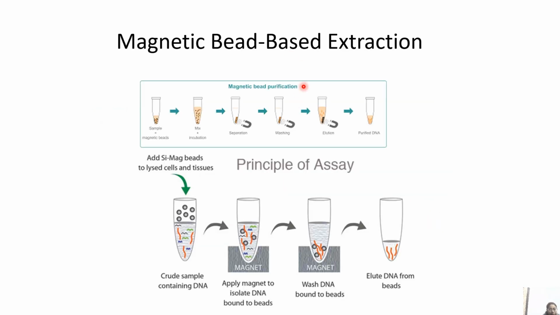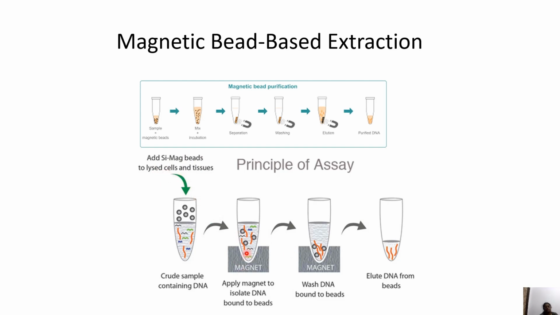Or you have magnetic bead based extraction: sample plus magnetic beads, you mix and incubate, then you separate, wash, elute, and then you get purified DNA. So what you do is, basically, this is a crude sample containing DNA. You add silica magnetic beads to lyse cells and tissues.